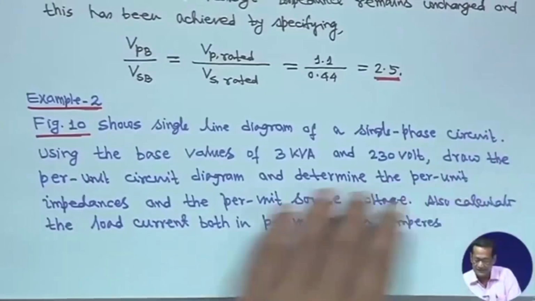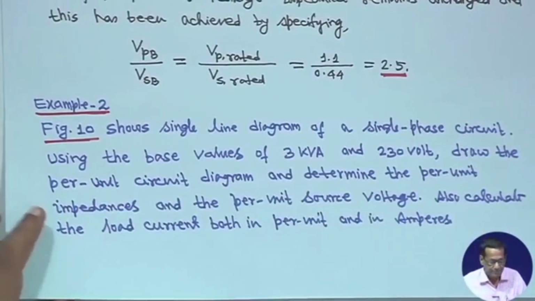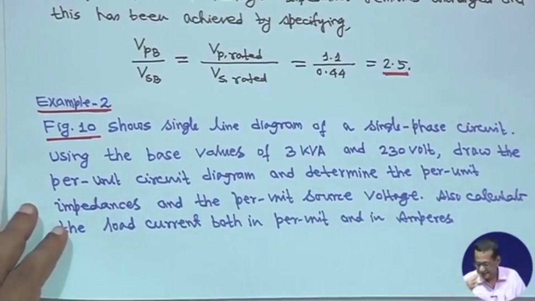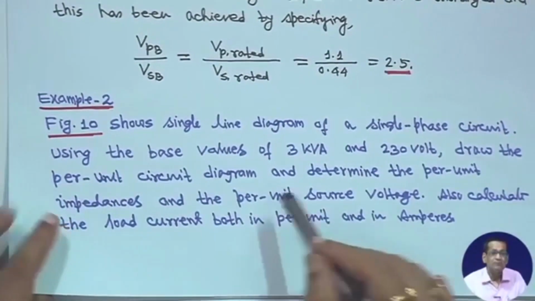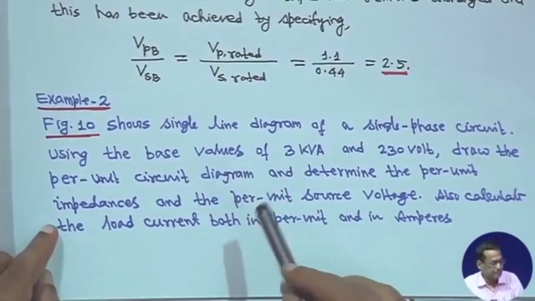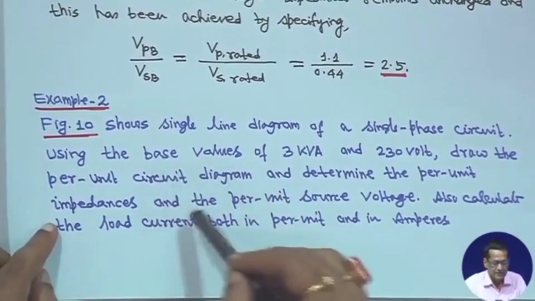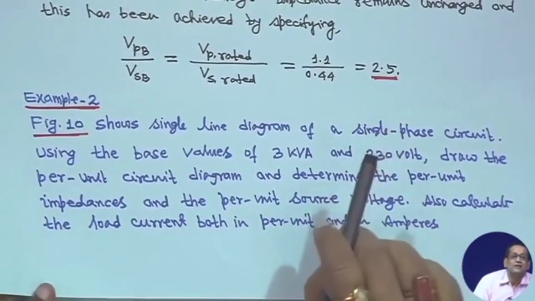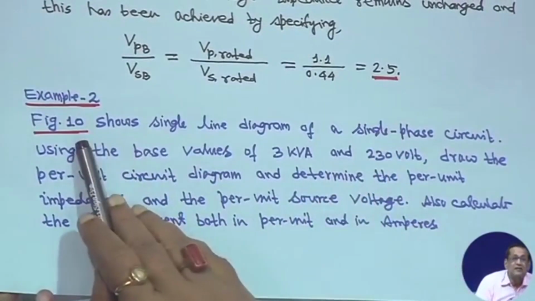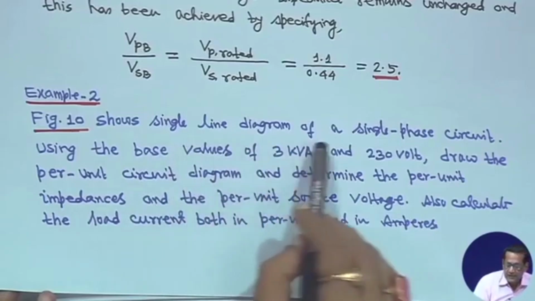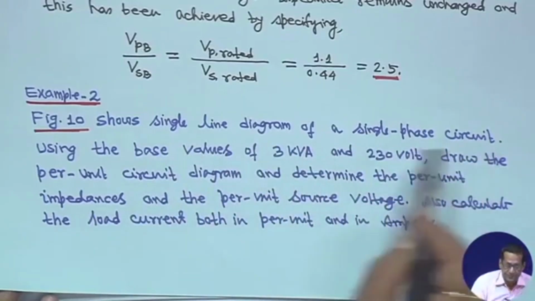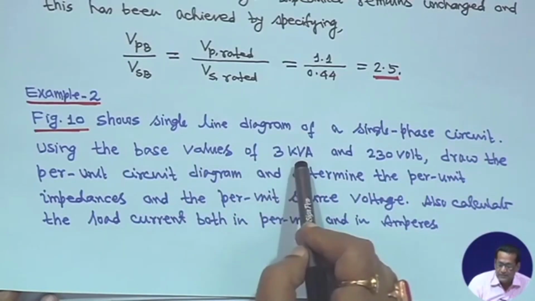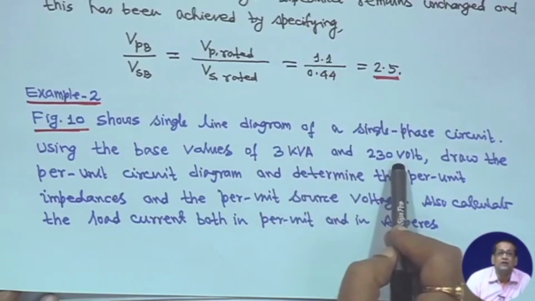Next is the second example. Now, a little bit slowly, we will go to a different type of problem. Now, Figure 10, I will show you, it shows a single line diagram of a single phase circuit, right, using the base values of 3 kVA and 230 volt, right.